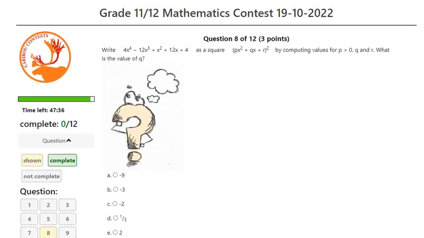Now let's consider the next one. Question 8 of 12. Write 4x to the 4 minus 12x cubed plus x squared plus 12x plus 4 as a square, (px squared plus qx plus r) squared, by computing values for positive p, q and r. What's the value of q?